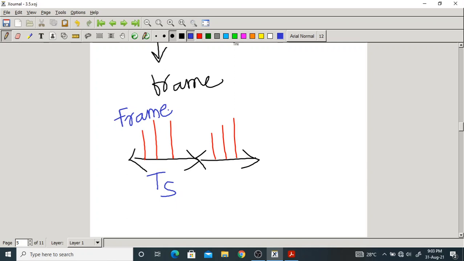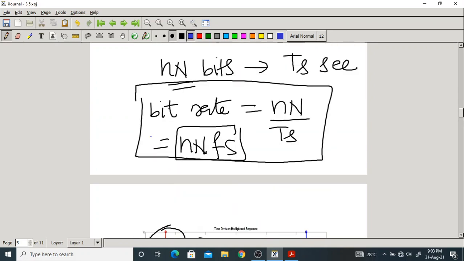Why 3? Because here I have taken only an example, but in general it should be n number of samples. What is small n? It is the encoding capacity. What is capital N? The number of signals that are being multiplexed. Okay, that is about TDM.